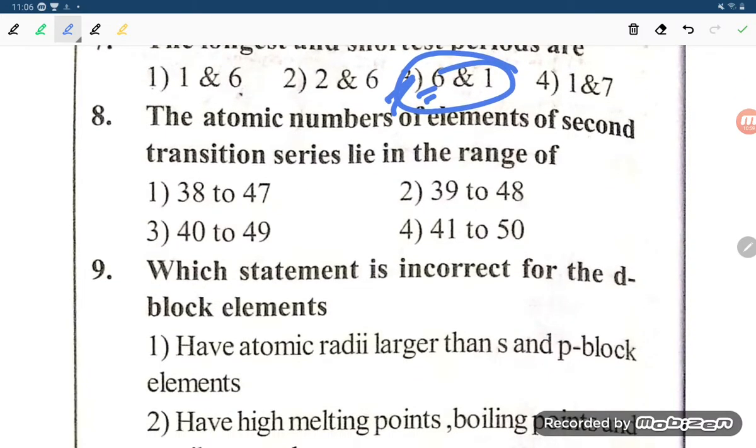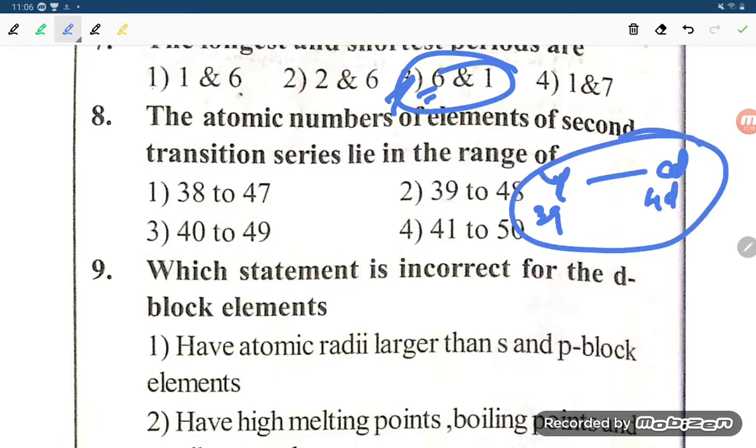The atomic number of elements of the second transition series lie in the range. So students, if you talk about the second transition series, it starts from yttrium and goes up to cadmium. Yttrium is 39 and cadmium is 48. This is the second transition series. You can memorize it: yttrium to cadmium, 39 to 48. So the correct option will be option number 2. This is a very easy problem, students.